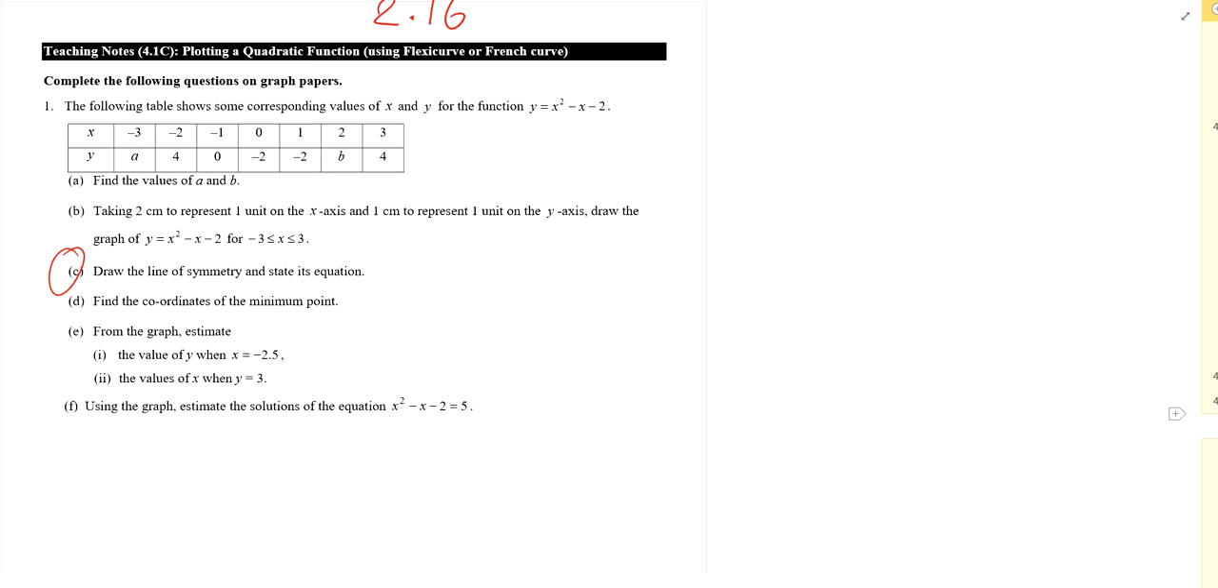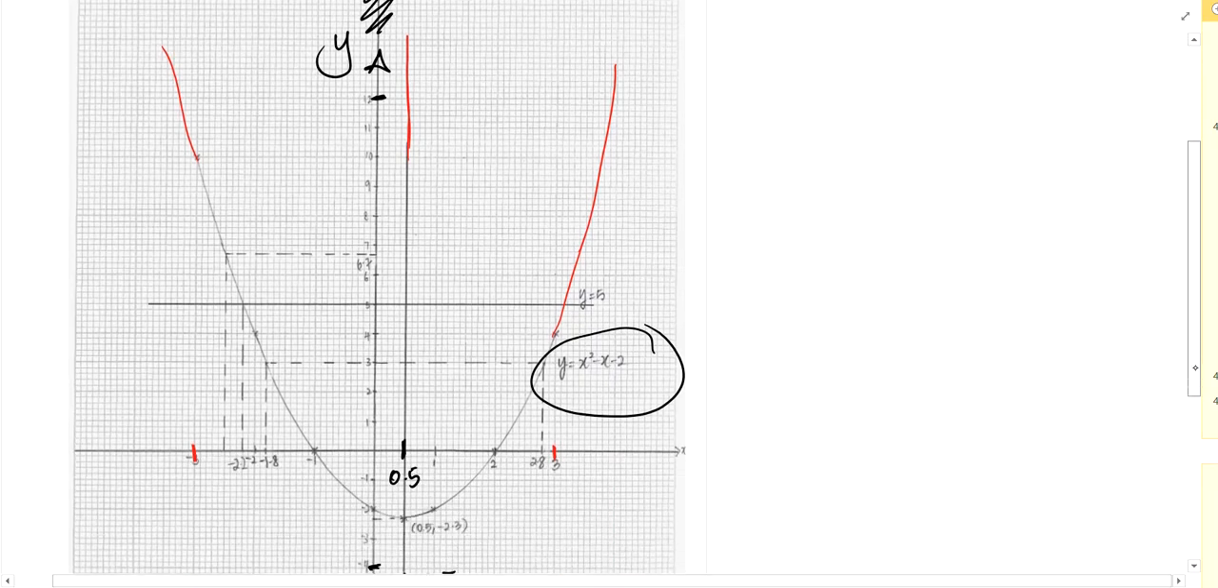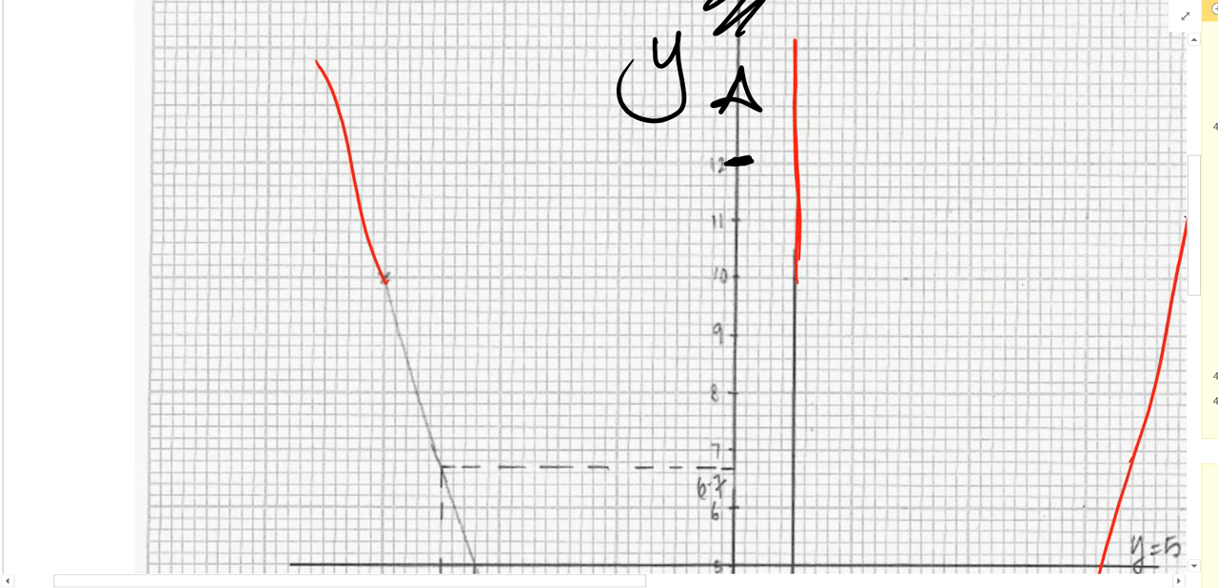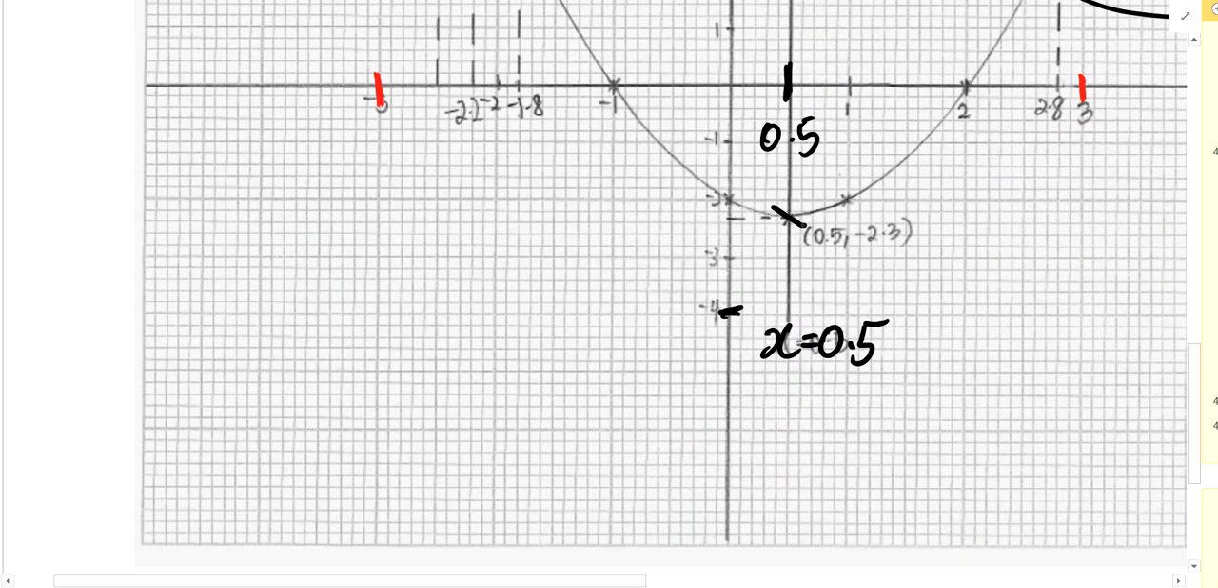Find the coordinates of the minimum point. What does minimum point mean? This graph has many points, but there is only one minimum point. It must be found at the lowest point. So here, all of you should have the same. This is your minimum point, the lowest. And write down the coordinates. So the coordinates will be 0.5, comma, then you read off your graph.